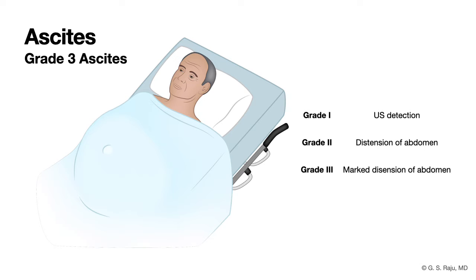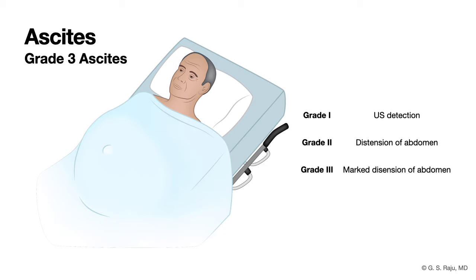So when you see a patient in the clinic, you have to classify ascites into one of three groups because this is important in terms of the management. Grade 1 probably doesn't require treatment.